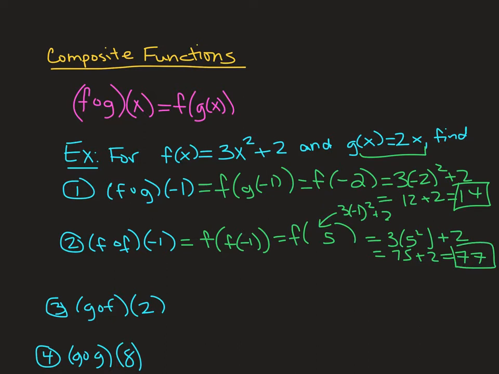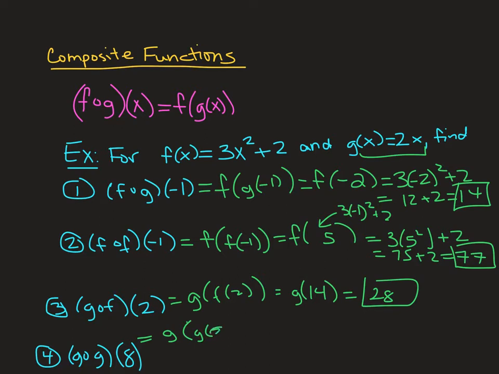Go ahead, please pause and try the next two on your own. For number 3, same idea. We are going to do g of f of 2. f of 2 is 14. We do g of 14, which gives us 2 times 14, which is 28. And then g of 28, we are going to rewrite that as g of 8. g of 8 we know is 16. You just plug in the 8 for x. Then we do g of 16, which gives us 2 times 16, or 32.